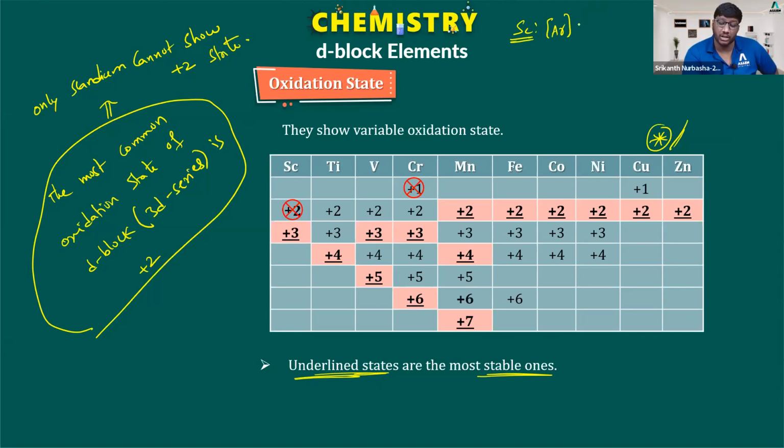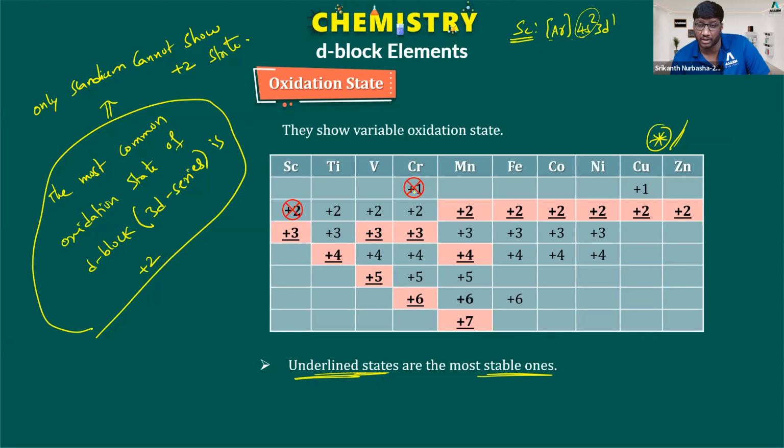Very good. So argon 4s2 3d1, right? If you remove 2 electrons from 4s2, you get scandium plus 2. But if you remove one more electron, you get the electronic configuration of argon, which is ultimately stable. So that is why scandium does not show plus 2. Chromium also does not show plus 1.